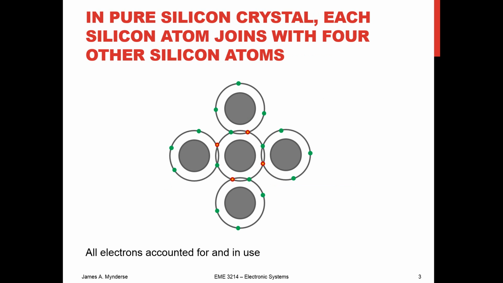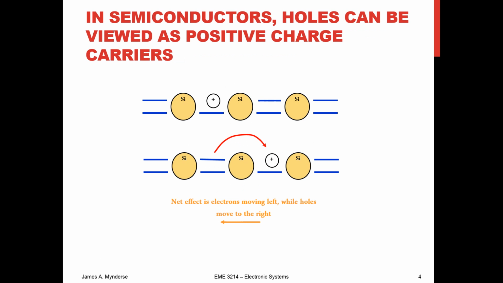Well, silicon makes a crystal, and in pure silicon, which we never really have, but if we had pure silicon, we would have a crystal with our silicon atoms hanging out there, and each atom's going to join with 4 other atoms, and so all of the electrons that form the valence shell of the silicon are all accounted for, they're all in use, they're all neutral, for lack of a better word. So what we're going to do in a semiconductor is look at the holes where an electron should be but isn't. And those are going to be considered as a positive charge carrier.